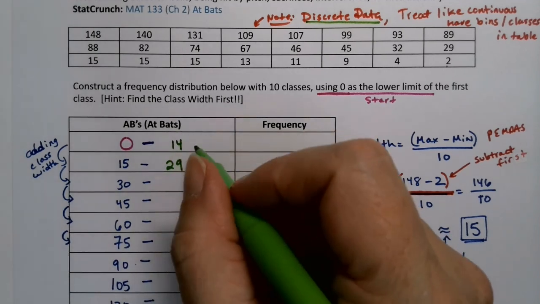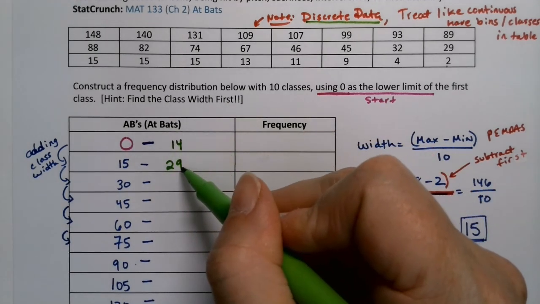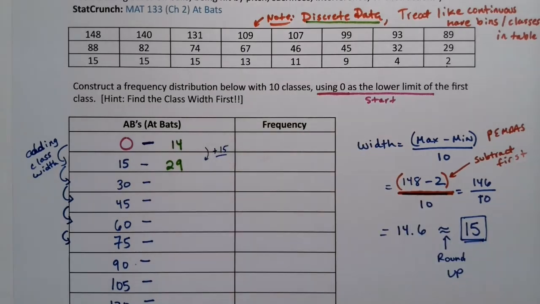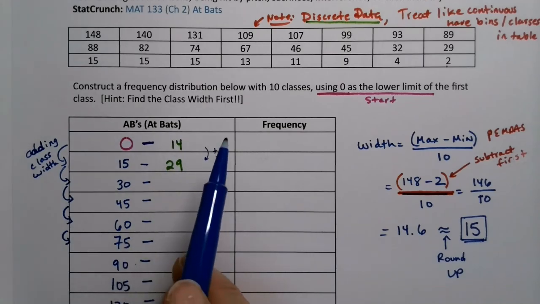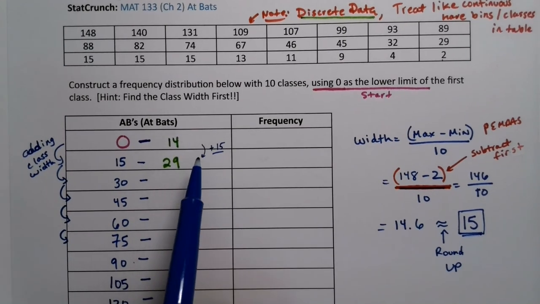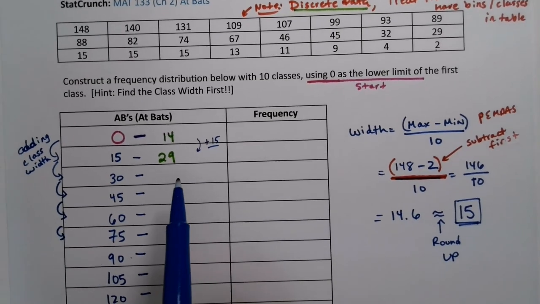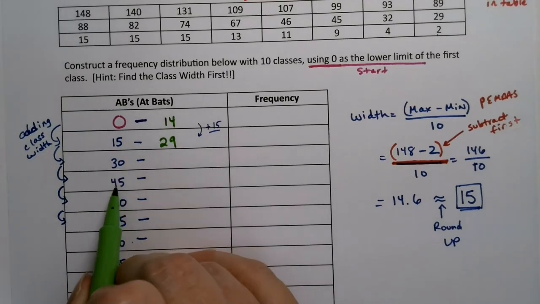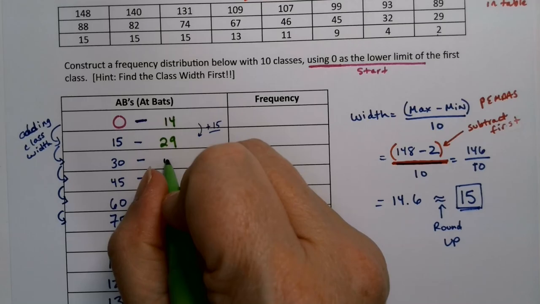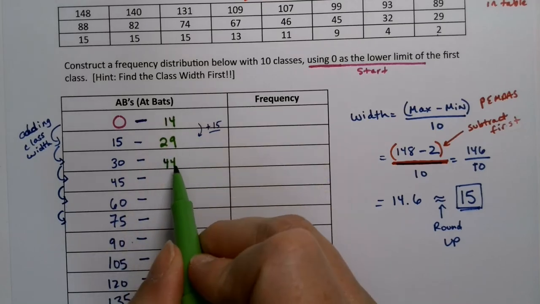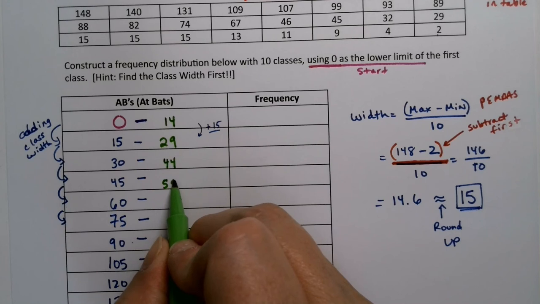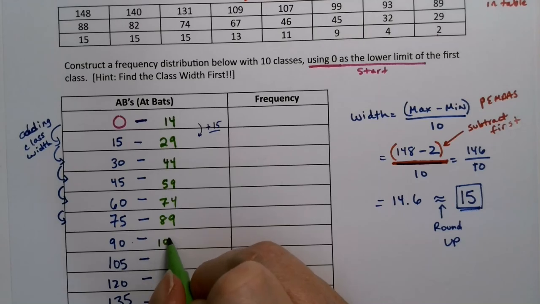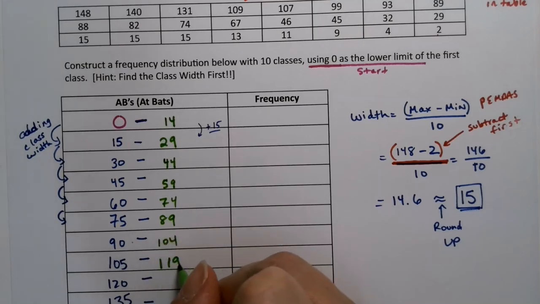Now there's another way you could figure that out. 14 to 29 is 15, right? So if you have a consistent class width, which we are assuming that we do, then you can just add on 15 all the way down and get all your next numbers. It's also the equivalent of 1 minus this next number. So if this next number is 45, then this is 44, which by the way is what 29 plus 15 is. This one's 59, because that's 1 shy of 60, 74, 89, 104, 119, 134.